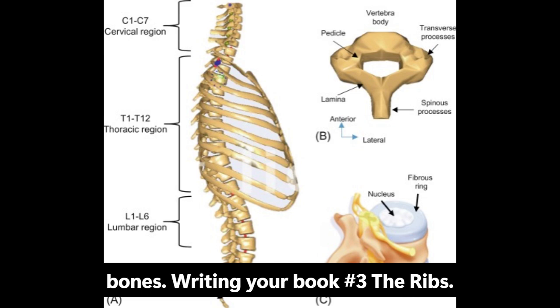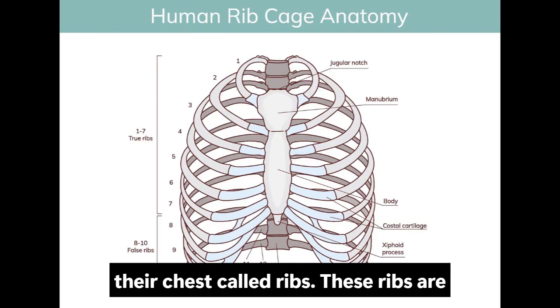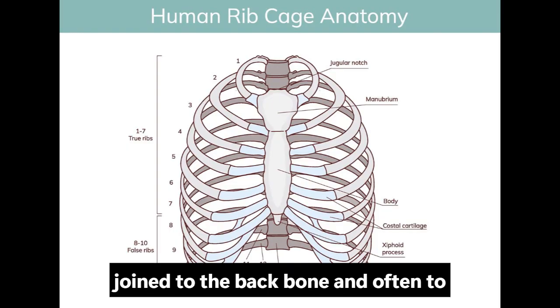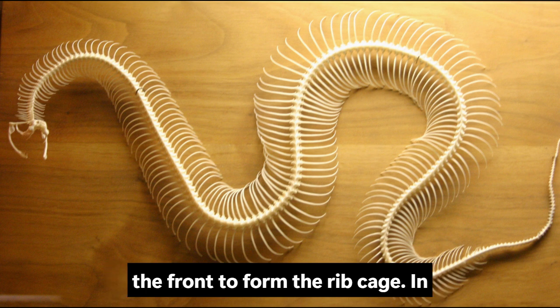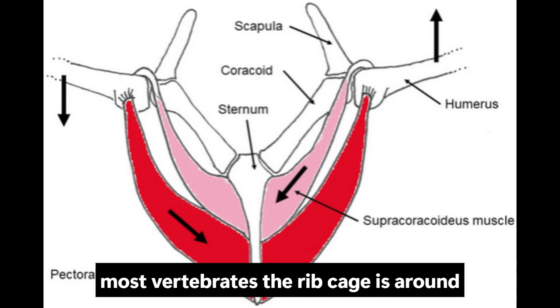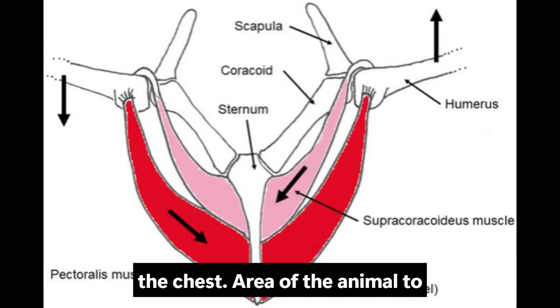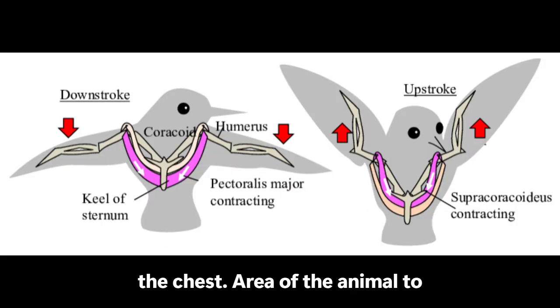Write in your book, number 3, the ribs. Vertebrates have long curved bones around their chest called ribs. These ribs are joined to the backbone and often to the front to form the rib cage. In most vertebrates, the rib cage is around the chest area of the animal to protect their lungs, heart, and other important organs. In animals like snakes, the rib cage can protect and support the whole body. The breastbone in birds is much longer. The flight muscles are attached to it.